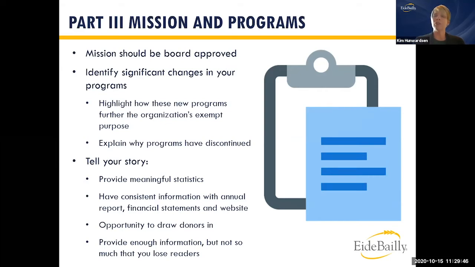And then there's this section where you get to tell your story. Provide meaningful statistics, but make sure that what we're putting here is consistent with your annual report, your financial statements, your website. If you have numbers and those statistics in there, they better tie, or at least you should be able to explain why they're different than what you have in those other public documents.